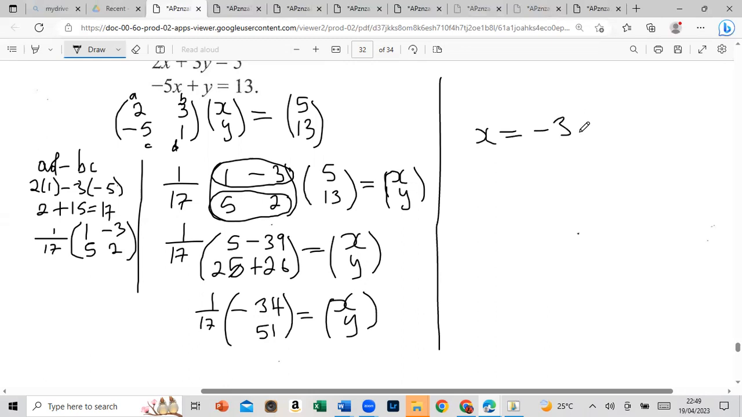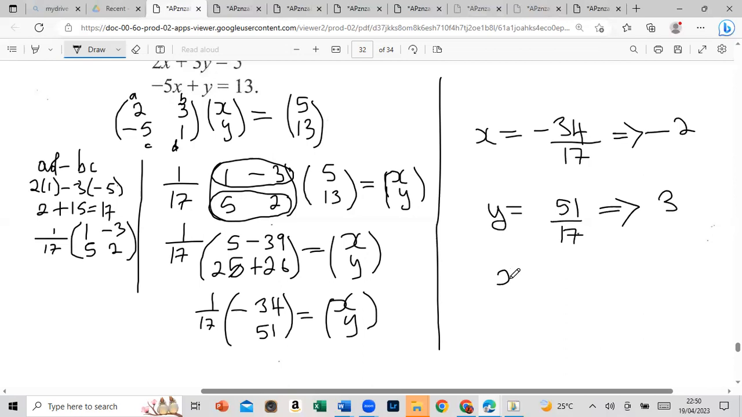So x equals negative 34 over 17, and then we have y equal 51 over 17. So this now works out to negative 2, and y, let's see how much, 3 times. So x is equal to negative 2, and y equal 3.